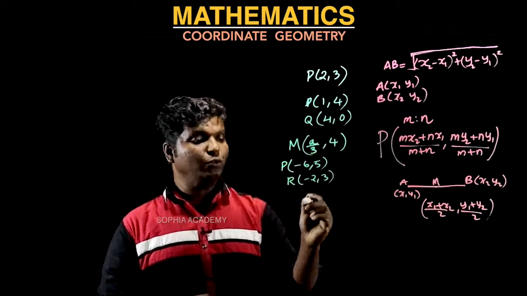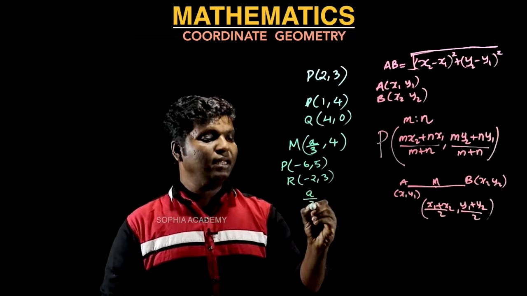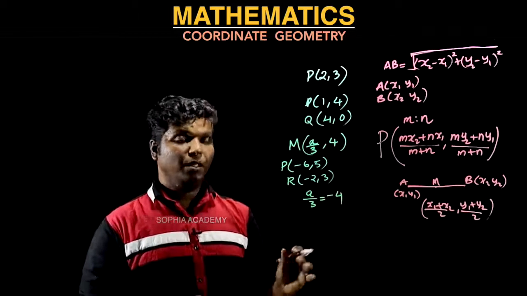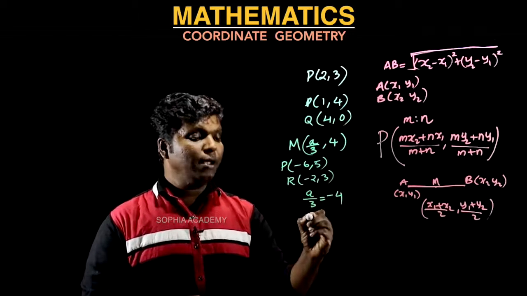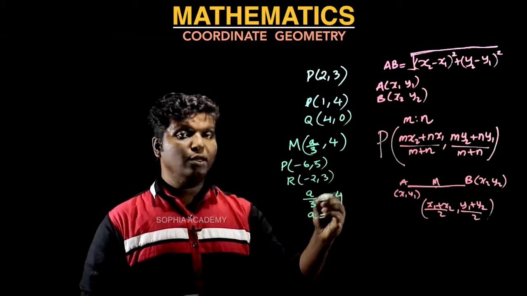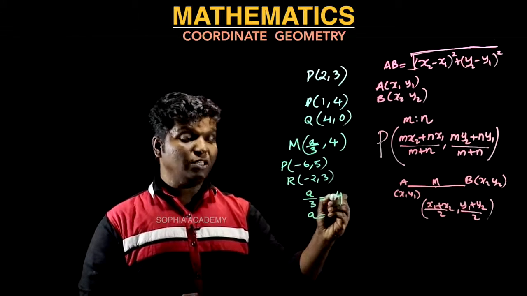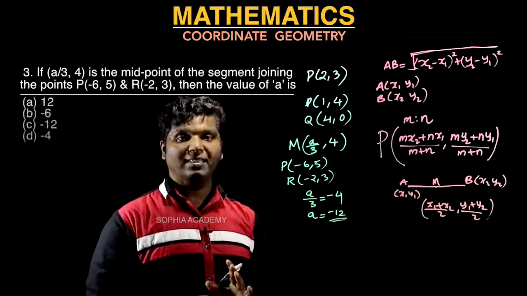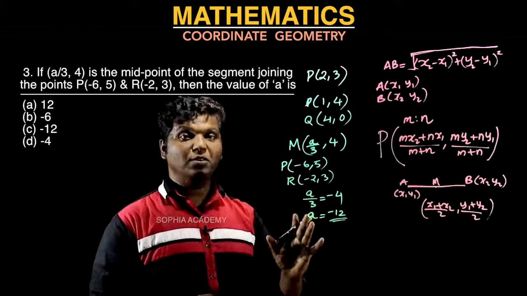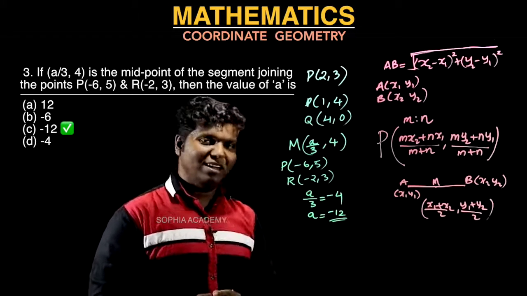This point is minus 4. So we will say A by 3 is minus 4. By the calculation we can understand A by 3 is minus 4. Now tell me, what is A? A will be minus 4 into 3, that is minus 12. So minus 12 is the right answer. So option number 3, minus 12, will be your correct answer.